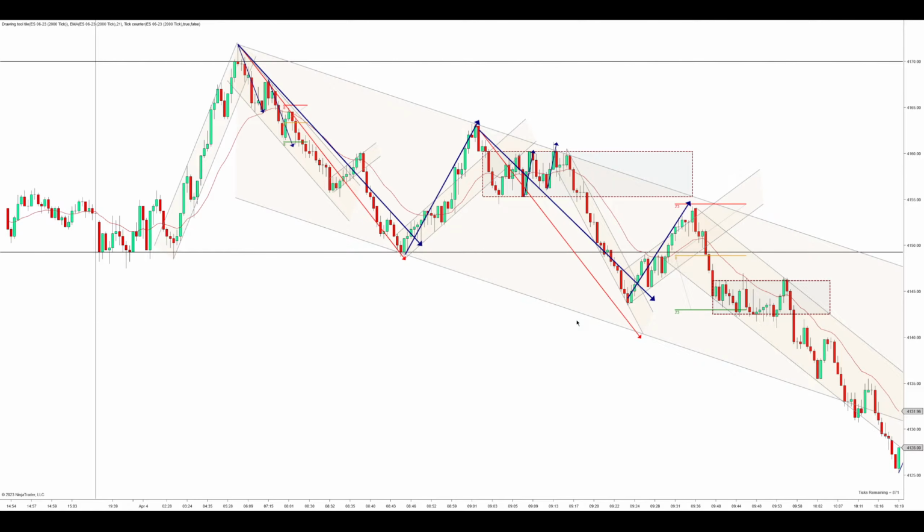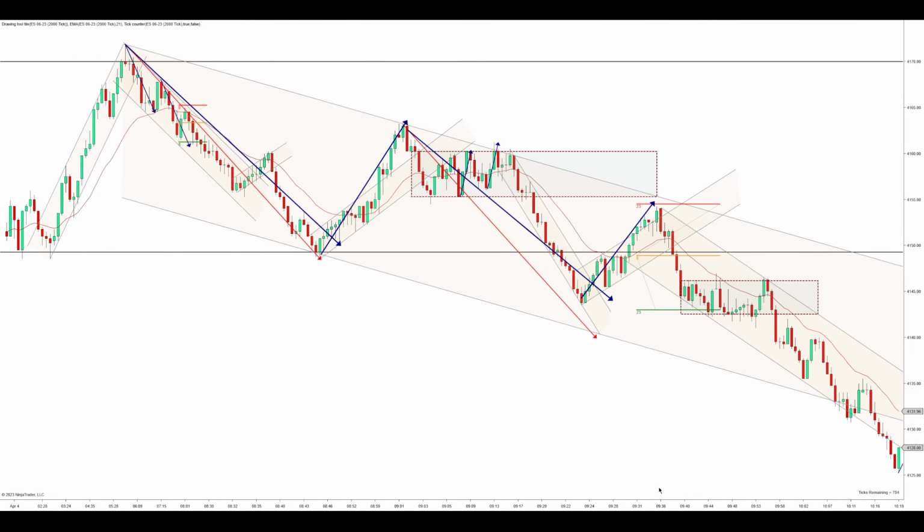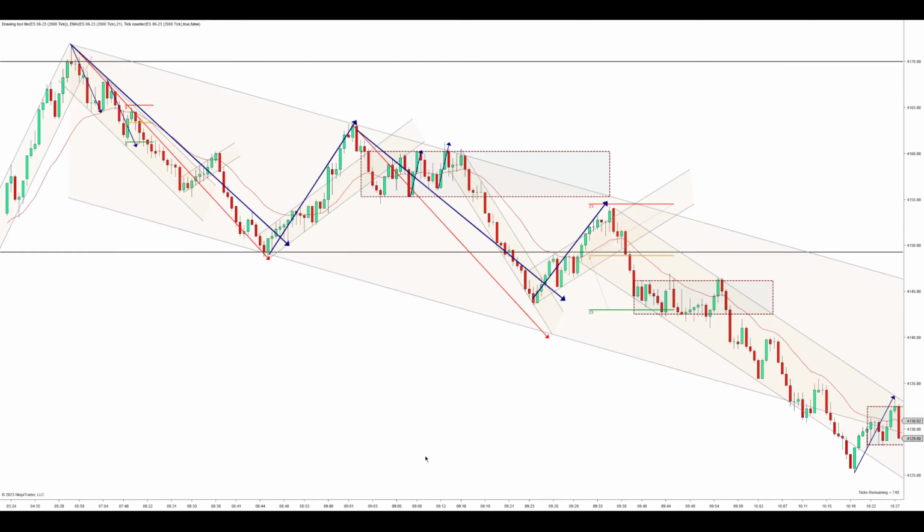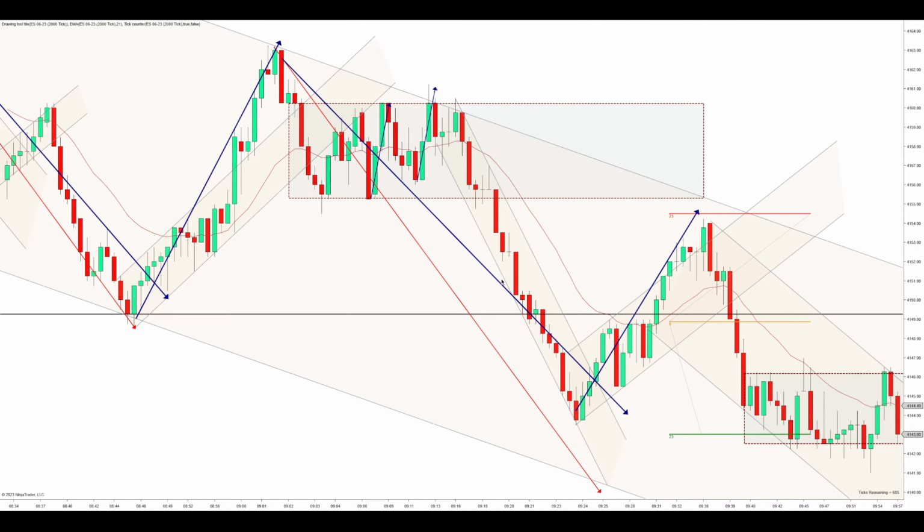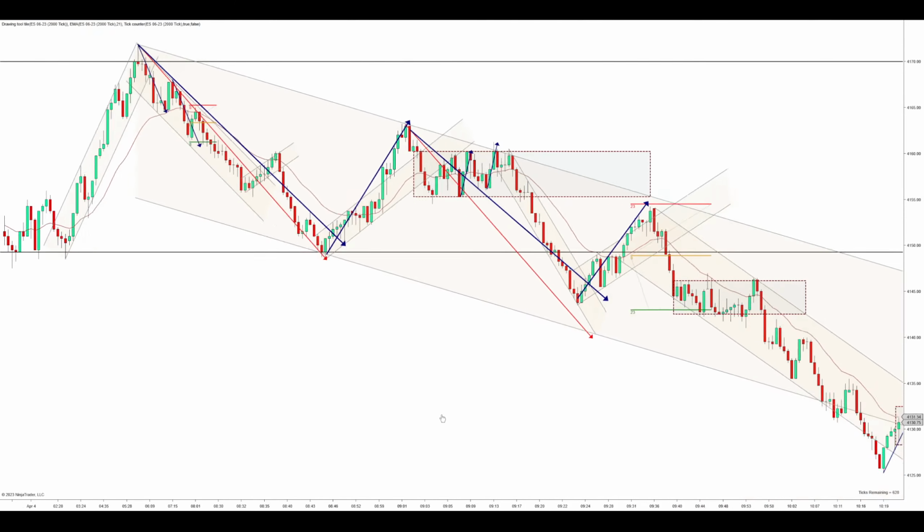So this is this trade right here. This is a big picture failed second entry. These trades are easier to miss because you have to zoom out to see them. Sometimes it's easy to get so focused on every little detail that you don't see the bigger picture here.